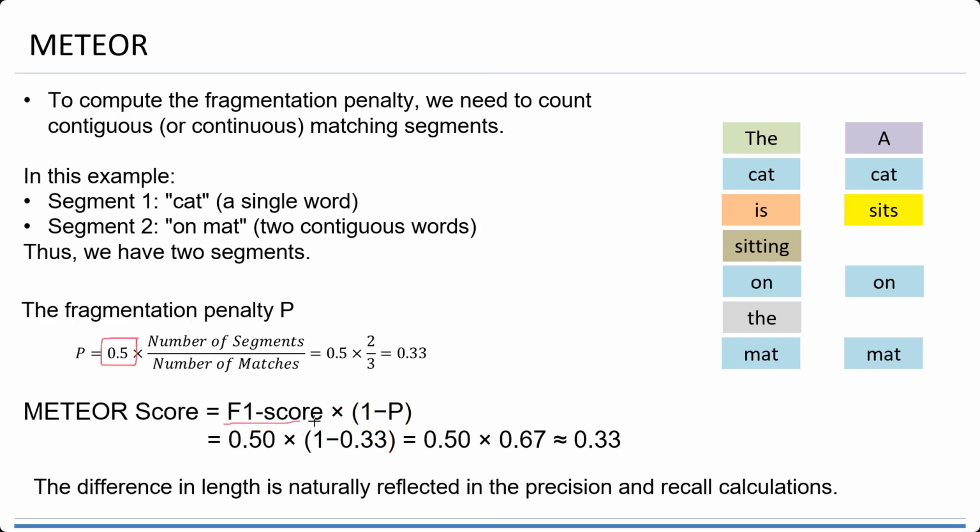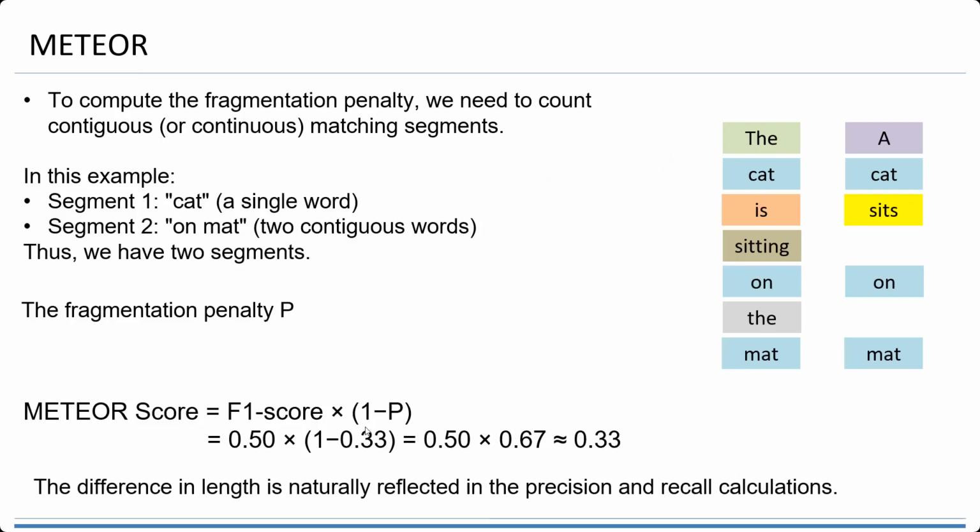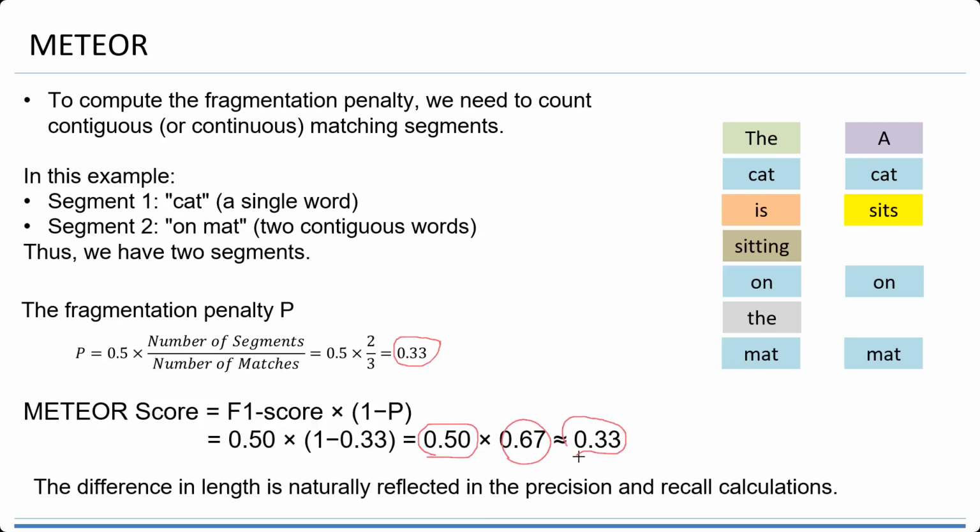So the meteor score is the F1 score multiplied by 1 minus P. The F1 score is 0.5. This was from the previous calculation. Okay, F1 score from this one. And then we multiply with 1 minus penalty. The penalty is 0.33. Then we get the value 0.5 multiplied by 0.6. It is approximately 0.33.